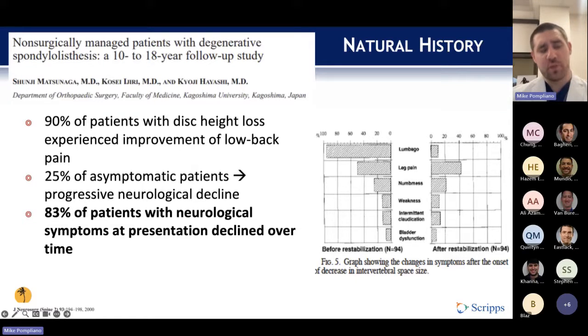25% of asymptomatic patients had progressive neurological decline, which may be helpful in counseling our patients as they present and decline surgery. 83% of patients with neurologic symptoms at presentation declined over time, showing that they were at higher risk for neurologic decline than asymptomatic patients.